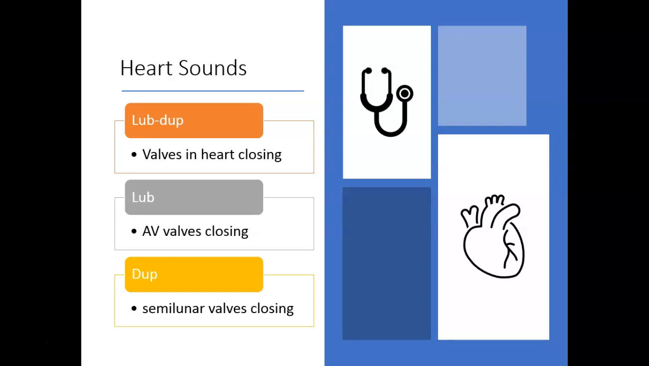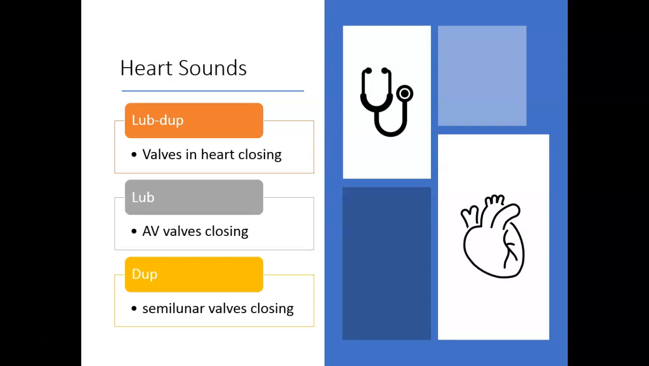Now let's think back to heart anatomy again. Remember, we've got the atria and the ventricles. The atria receive the blood, the ventricles eject the blood, and between the two we have the AV valves, your bicuspid and tricuspid valve. Exiting the heart when those ventricles contract, you have your pulmonary valve and your aortic valve, and those are called your semilunar valves, right? So when you're auscultating or using a stethoscope to listen to heart sounds, you hear a specific pattern typically referred to as lub-dup.